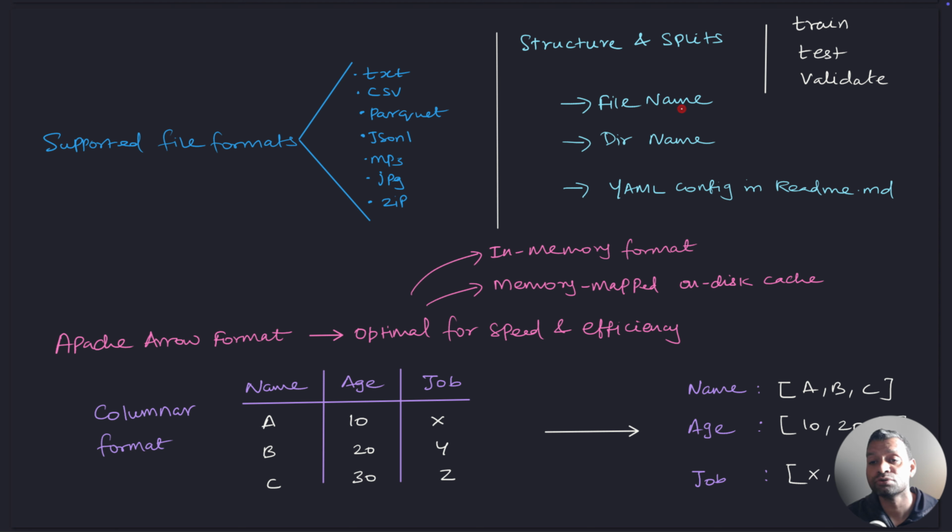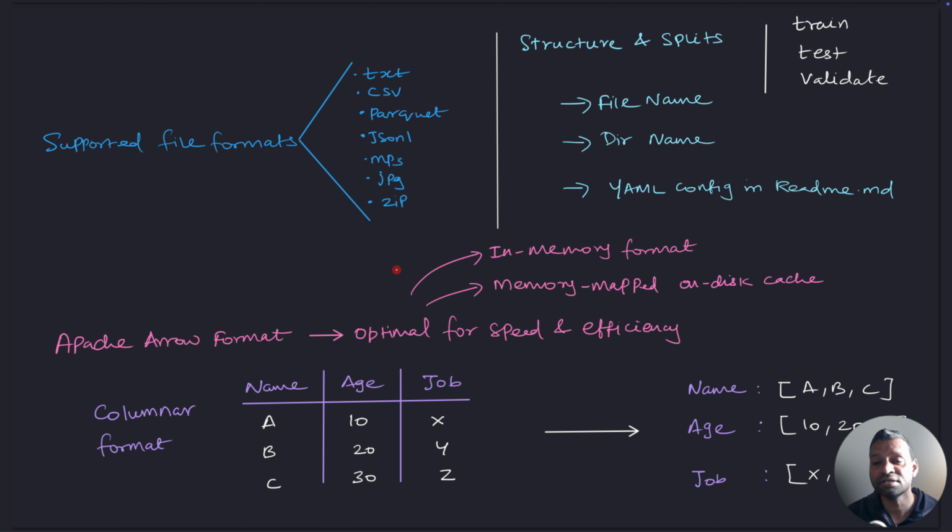Or if you don't want to use file name or directory name based splits, you can create files in any way that you like within your Git repository, and you can create a section within your README file, which is the YAML configuration section. And in this section, you can specify which files or folders belong to training split and which files and folders belong to test set. So that is also another option which is possible.